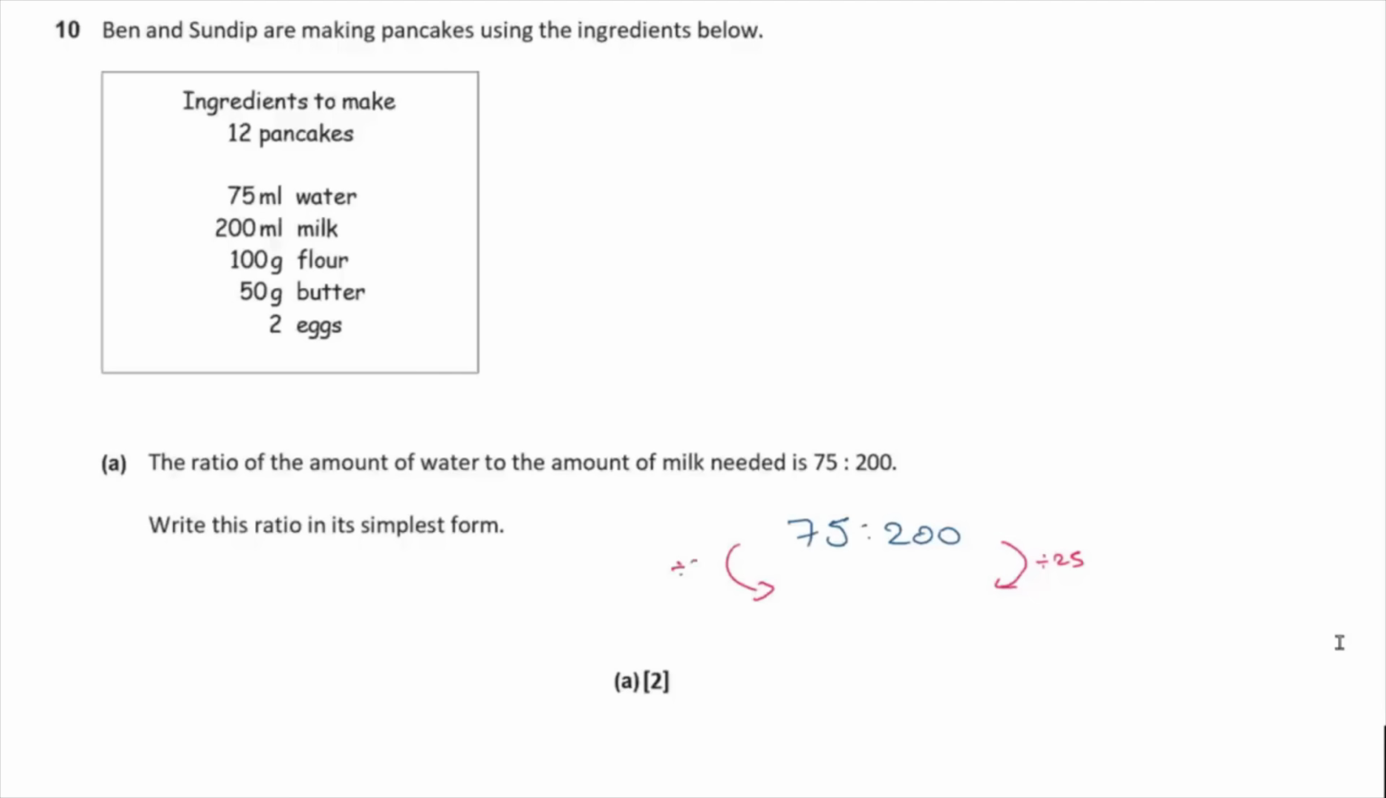if you don't spot 25, you might spot 5 and then do it a second time to cancel it down a bit more. But I could see that 75 had 25 in it, so I could do it straight away. So 25s into 75 go 3 times. You've got 4 25s in 100, so you're going to have 8 in 200. So that cancels down to 3 to 8. Okay, so I think that's in its simplest form. 3 is prime, and it doesn't go into 8, so 3 to 8 is our simplest form.